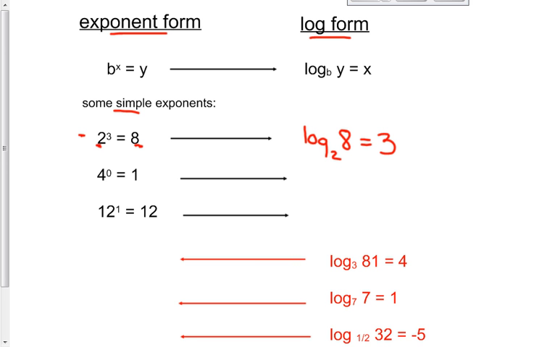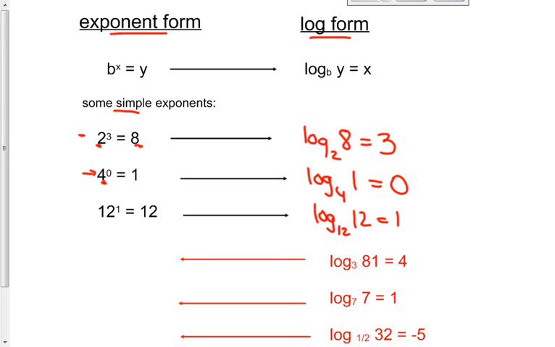4 to the 0 equals 1. We know anything to the 0 power equals 1. In its log form, log base 4, we're in base 4, log base 4 of the number 1 gives you the exponent, which is 0. 12 to the first, we know anything to the first power is just itself. In log form it becomes log base 12 of 12 equals 1.